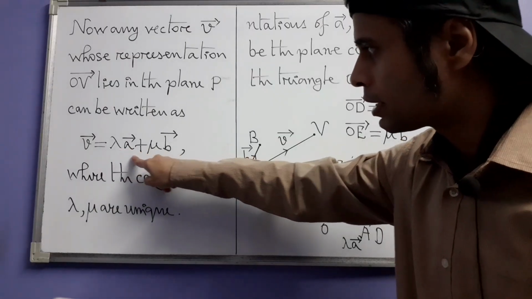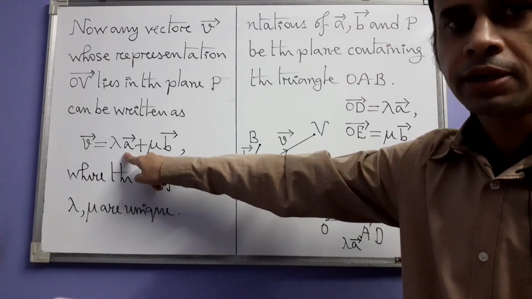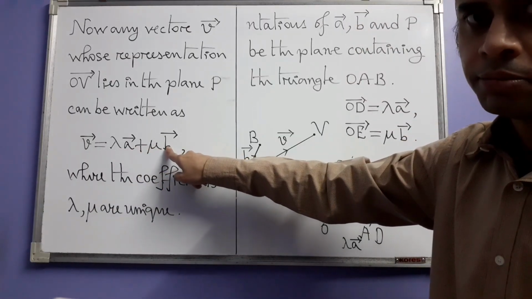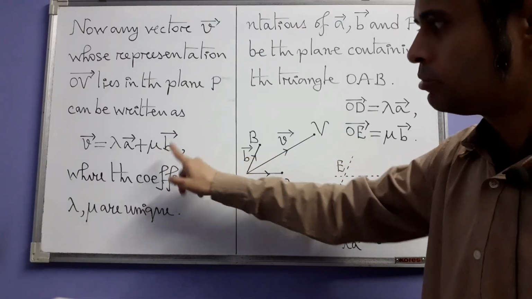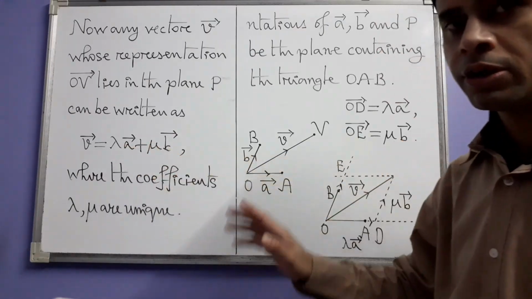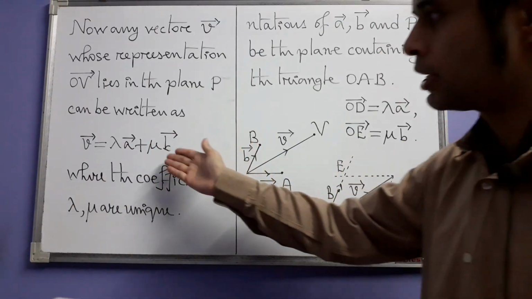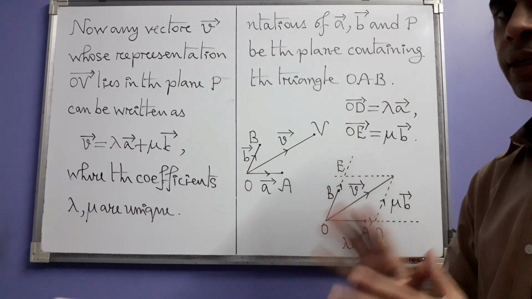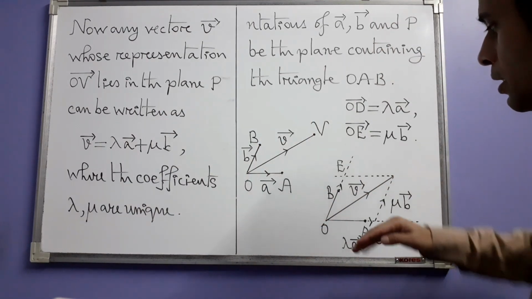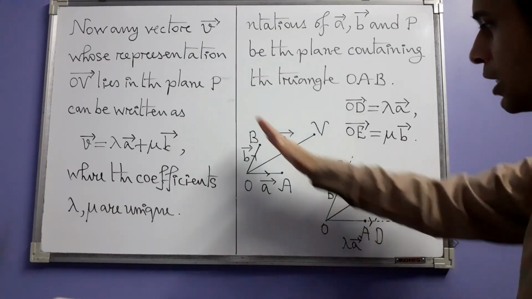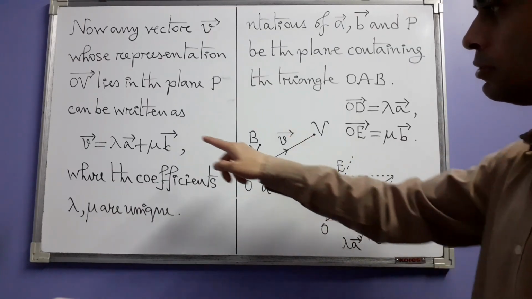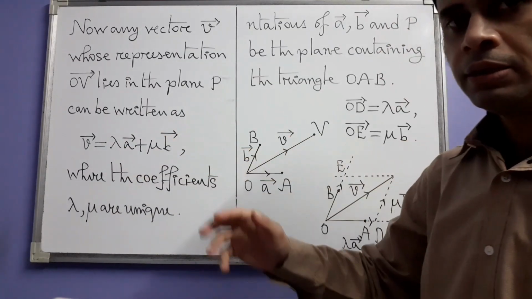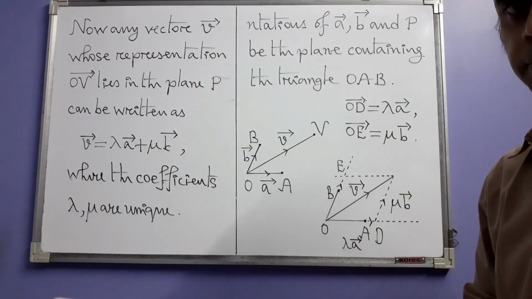We call an expression like this a linear combination of A and B, where A and B are present but not as they are, but their scalar multiples are added. Okay, so that is the linear combination of A and B. Depending on what vector V you are choosing, you may have to also consider negative coefficients.